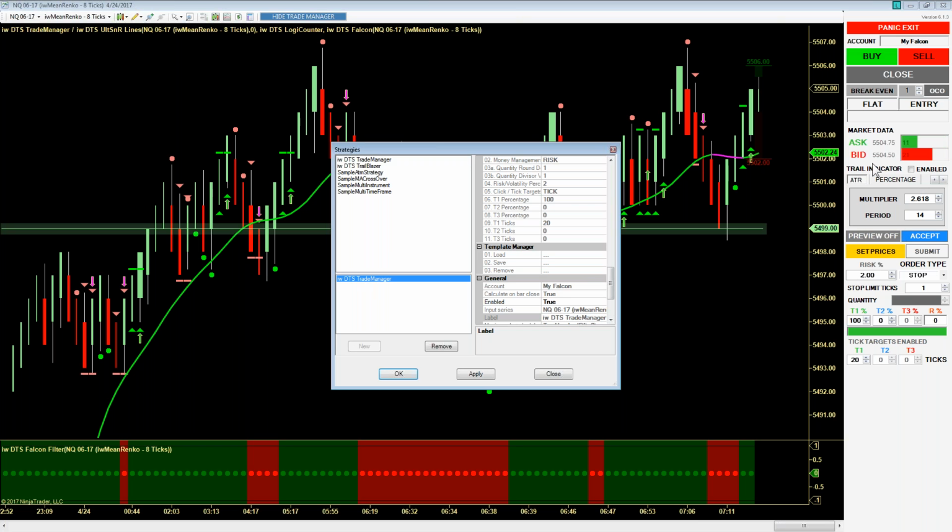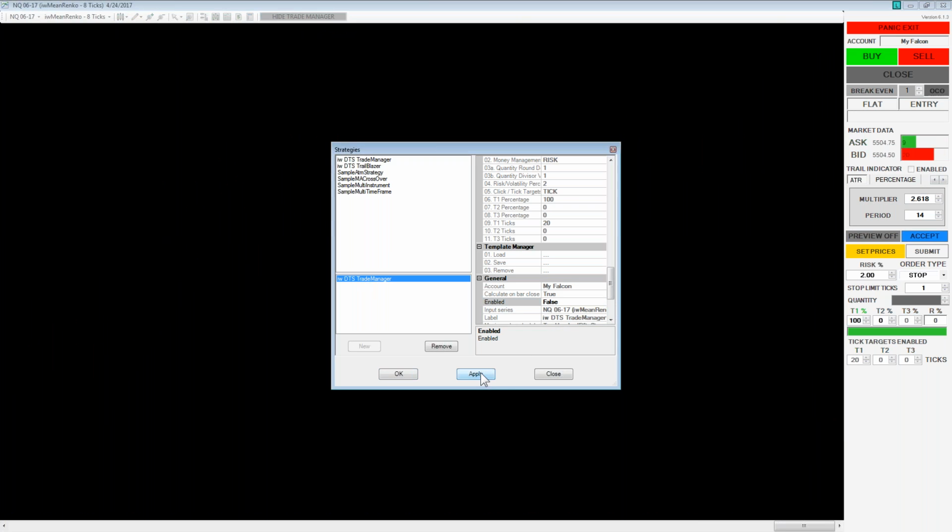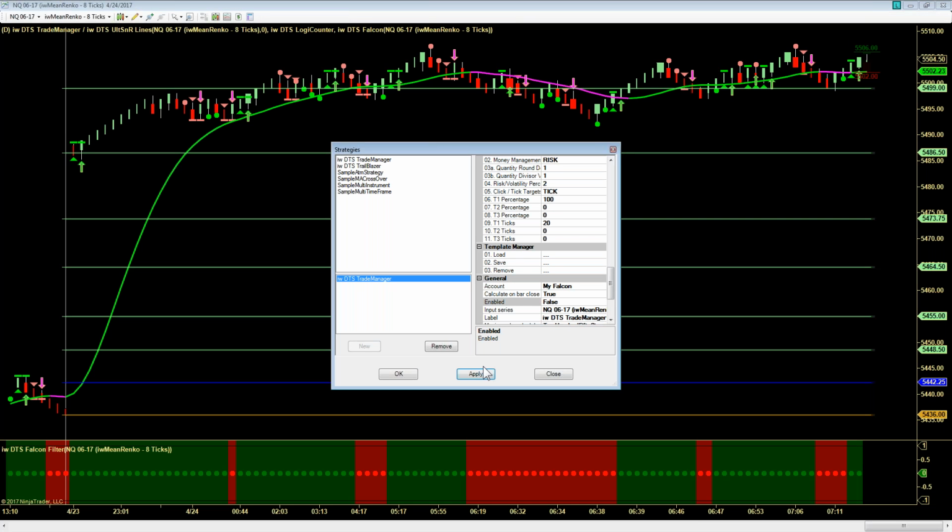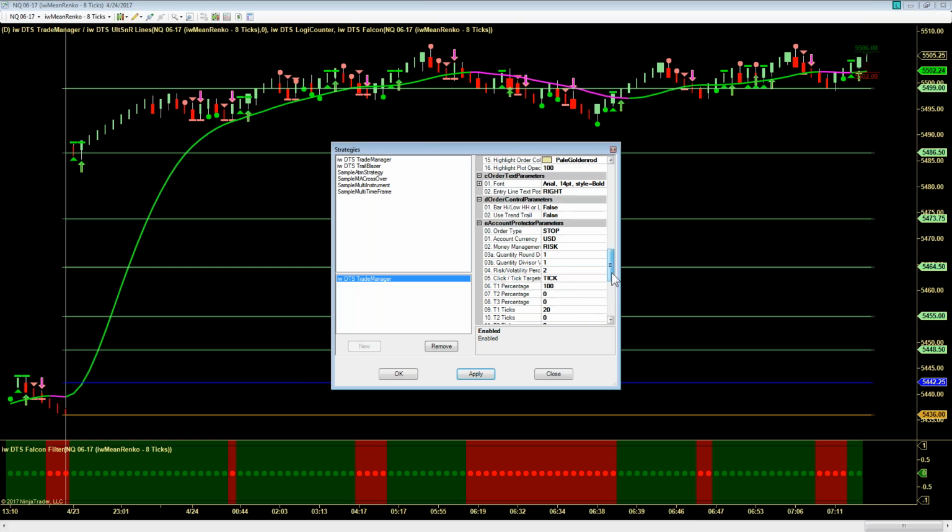Now, if you already have your Trade Manager on, you will need to disable it to make any changes to the settings. So turn it to false, turn it off. Your auto break even is near the top of the settings. Now, these are actually the default settings.